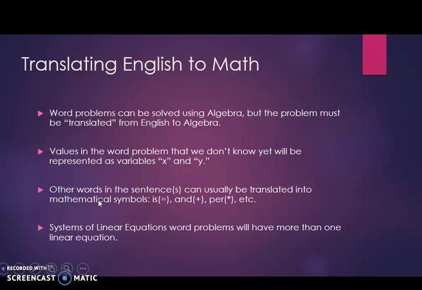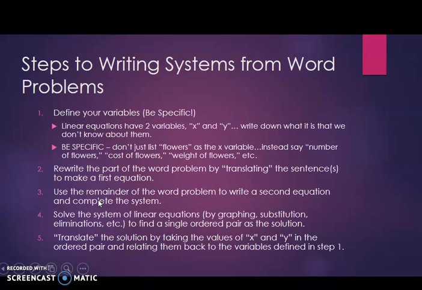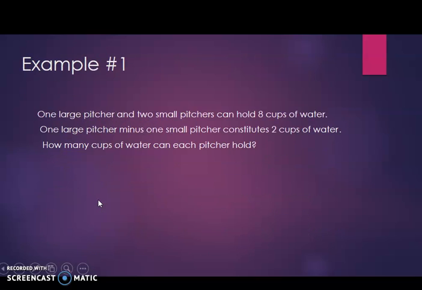Again, we're talking about a system of linear equations, right? So we're going to have multiple equations. We will write multiple equations for our systems. Looking at our first example, we have one large pitcher and two small pitchers that can hold 8 cups of water. One large pitcher minus one small pitcher constitutes 2 cups of water. How many cups of water can each pitcher hold?